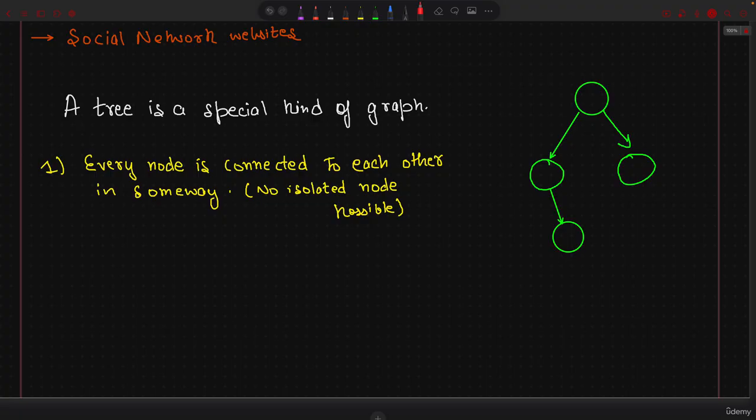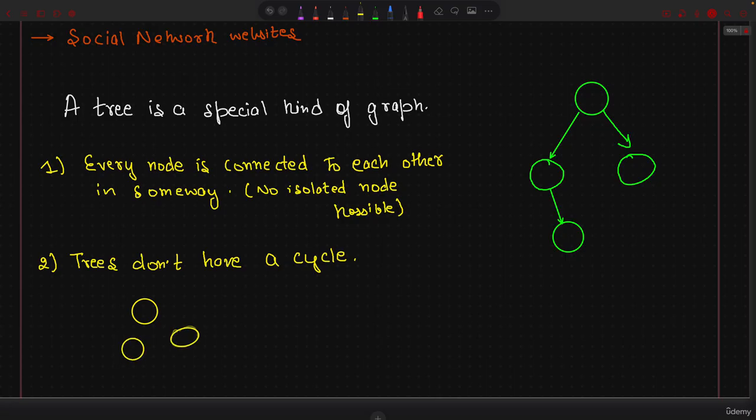The second thing, very important again: trees never have a cycle. For a cycle, you can think of this kind of graph. Let's say I have three nodes, for example, and they are all connected like this. We can take a direction or undirected edges, something we will talk about.